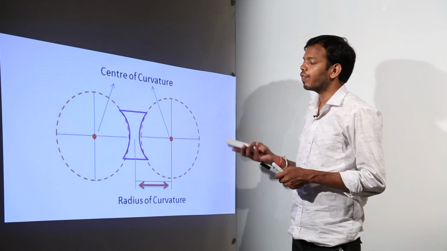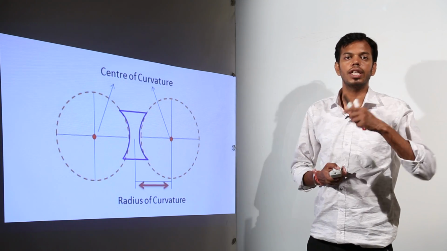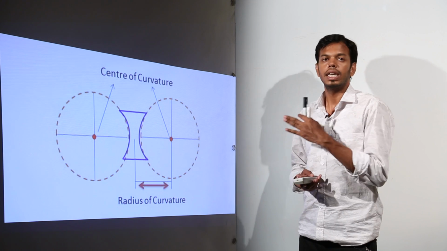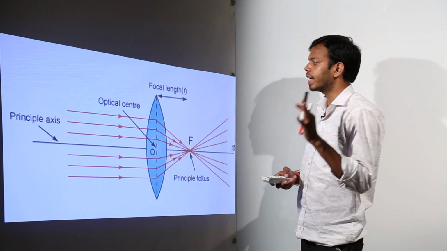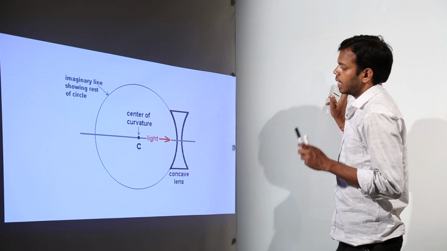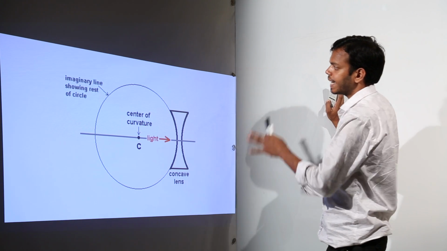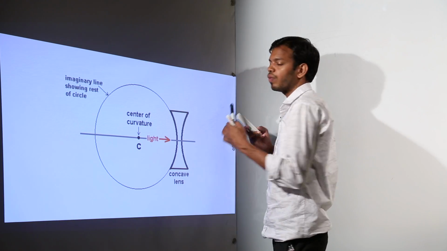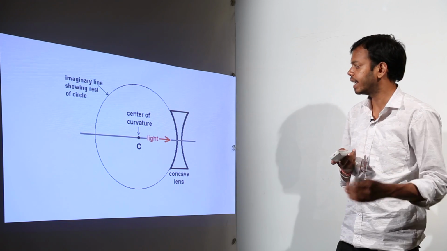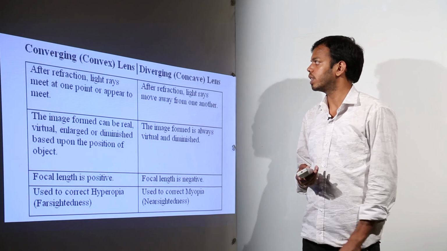Now, how centers of curvature are taken: you draw the spherical surface, then you find the center of curvature, you take the half, and you get the focal length. This was again an explanation of how the imaginary line is drawn from the curvature and you find the center of curvature, you measure it, and then the direction of light is taken into consideration.